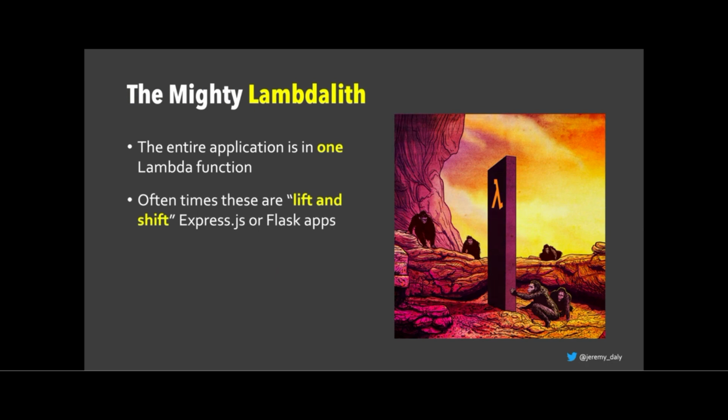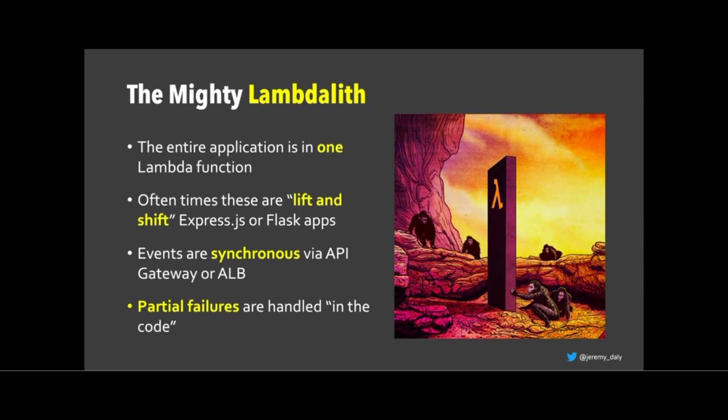What we often see is people doing this lift and shift sort of thing, where they take their Express.js app or their Flask app or their Spring Boot app and just put it right into a Lambda function, and everything runs in one system. Oftentimes these types of applications are always synchronous, so you're connecting to them via the API gateway or an application load balancer. The biggest problem is that partial failures, like it couldn't connect to the database, are actually handled in the code. And we just talked about all the reasons why trying to handle failures in your code can be a problem, because we're not necessarily going to catch all of them.